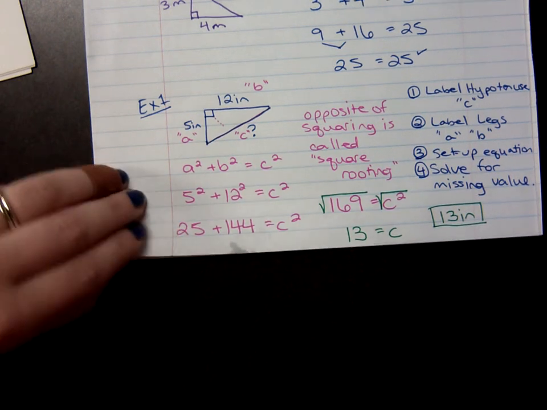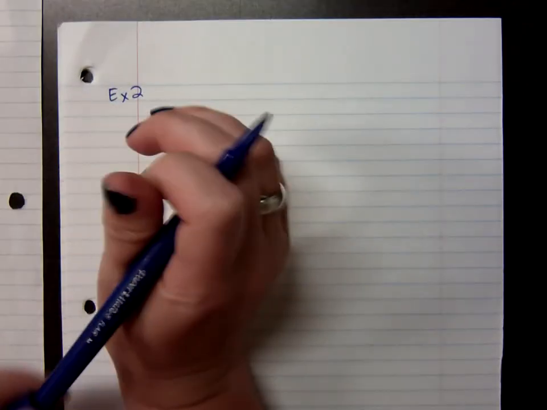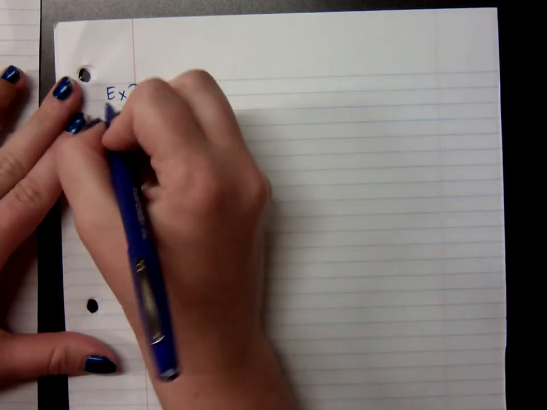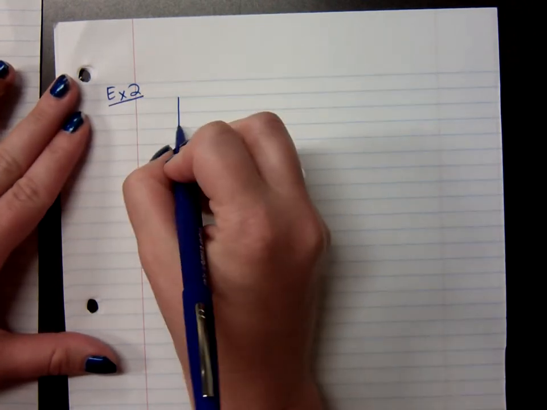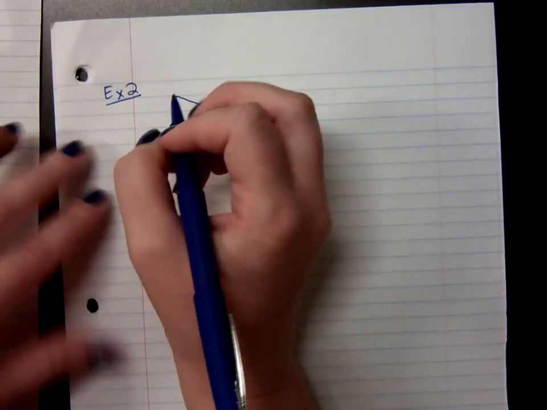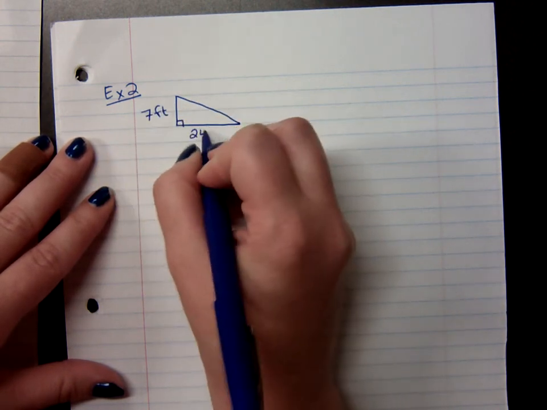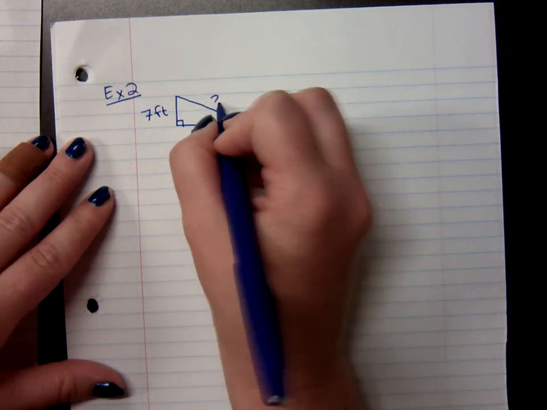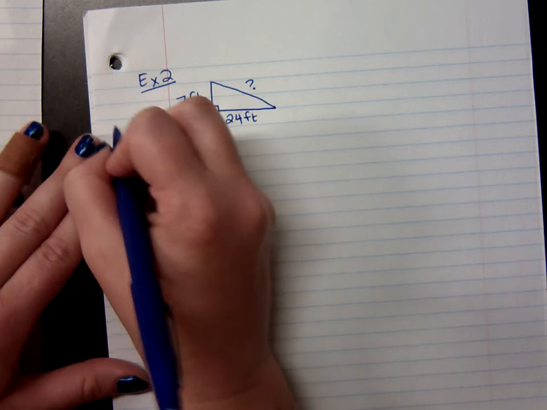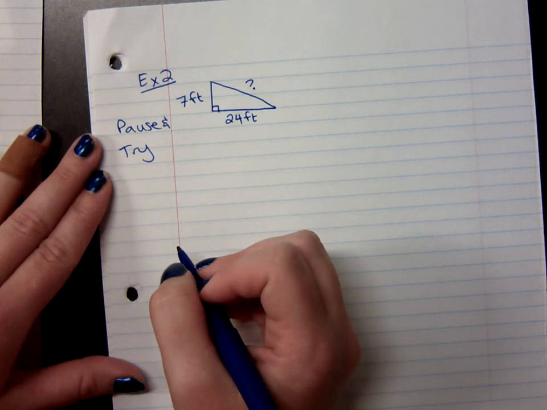Alright, I'm going to have you try one. This will be example 2. We've got our triangle. Let's say that we know this side is 7 feet. This side is 24 feet, but we don't know that side. If you could pause the video and try to solve for the missing side.